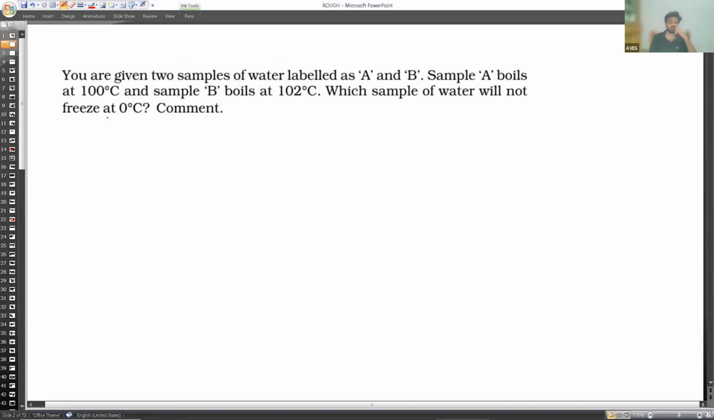Yes, Sarah and Hanan, could you answer me this question? Yes, Yuanam. Sir, sample A will freeze at 0 degree since the boiling point of pure water is 100 degrees Celsius. So hence it will freeze at 0 degree, and sample B will not freeze at 0 degree Celsius. Will it freeze above 0 degree or below 0 degree? Sir, below 0 degree.